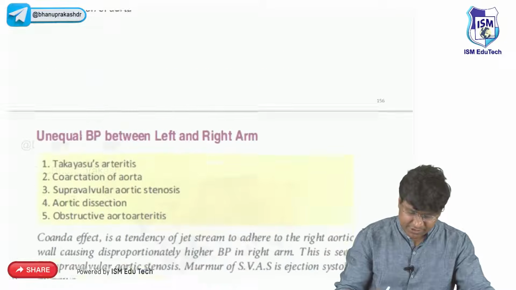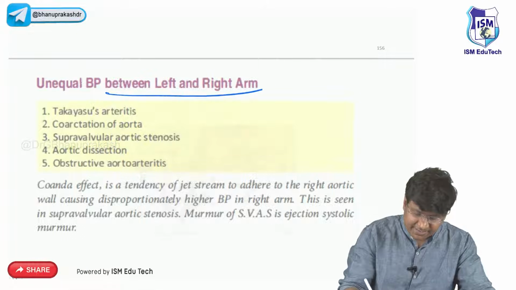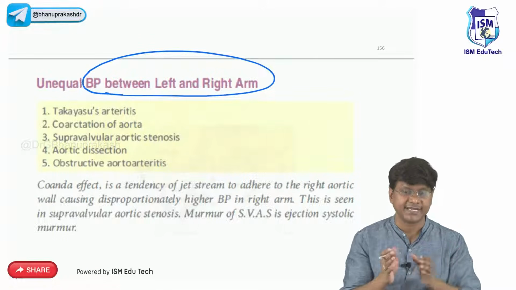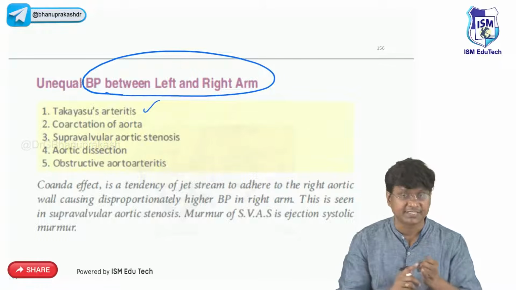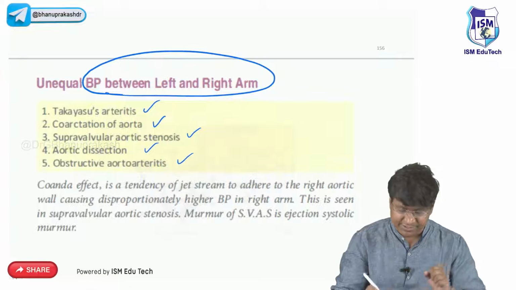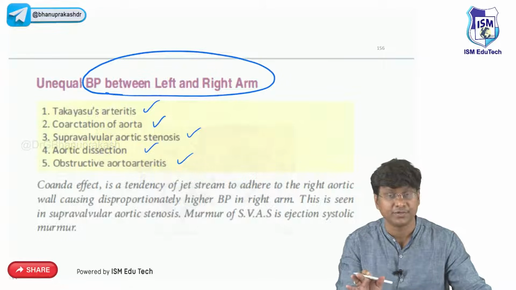Then what are the conditions where you have unequal blood pressure between the right as well as left arm? Unequal blood pressure between the right and left arm, you come across this in patients with Takayasu, coarctation of aorta, supravalvular aortic stenosis, aortic dissection as well as obstructive aortic arteritis.